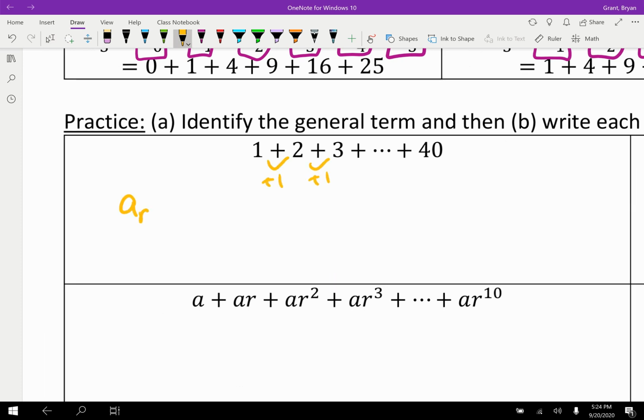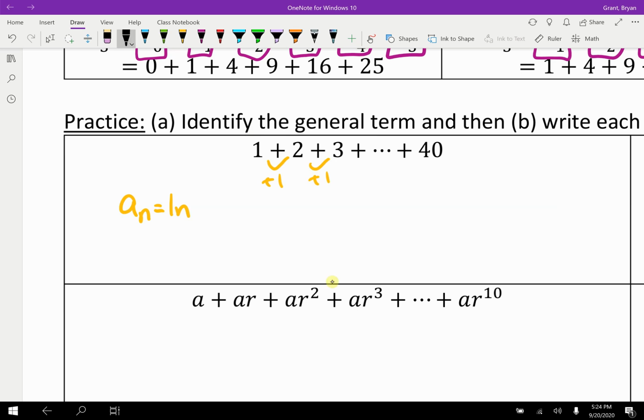So I think my general term is going to have a slope of 1, and I'm going to use n just because I like n. 1n, and then we're going to test it. If I assume this is the first term, if you substitute 1 in here, you do get 1. If you substitute 2 in here, you get 2. I think that is my general term.